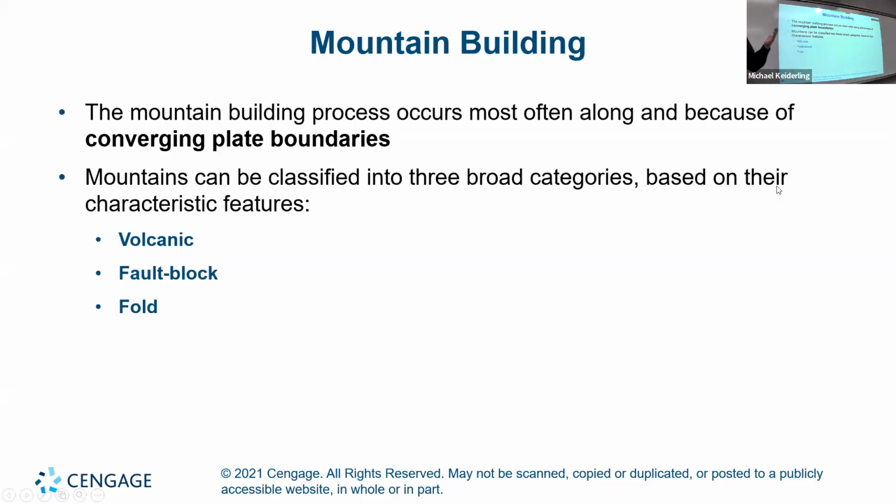So, let's talk about how mountains get built. Mountain building, the process of building mountains, occurs most often along and because of converging plate boundaries. The ways that mountains form generally involve plates coming together. Mountains can be classified into three broad categories based on their characteristic features: volcanic mountains, fault block mountains, and fold mountains.